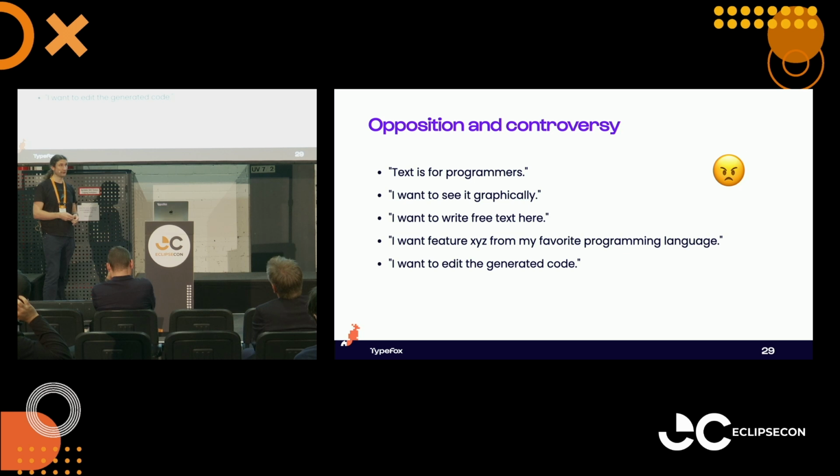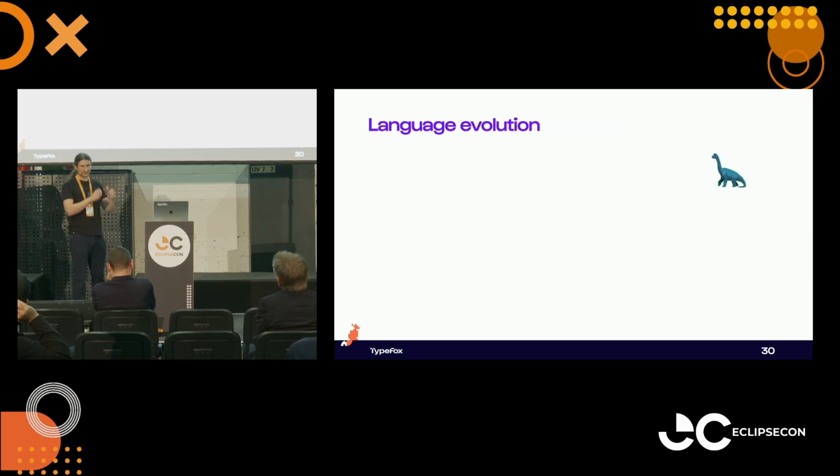I want to edit the generated code. Why? Let's try to find out what the problem is. Is the DSL not flexible enough? Or are there other issues with the tool chain that we need to solve? So, yeah, just a few examples.